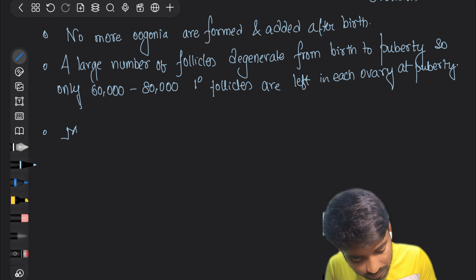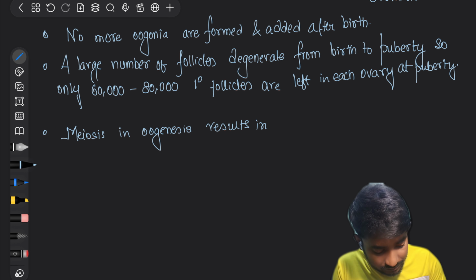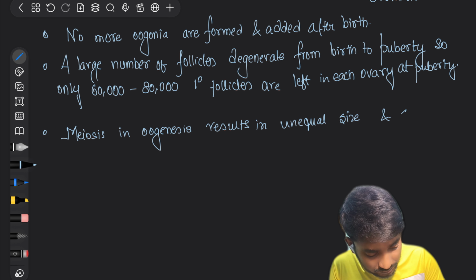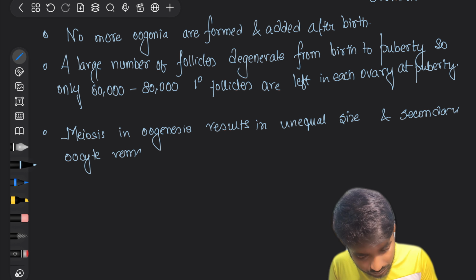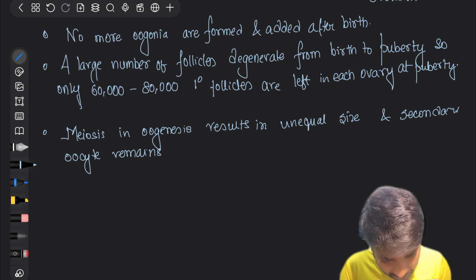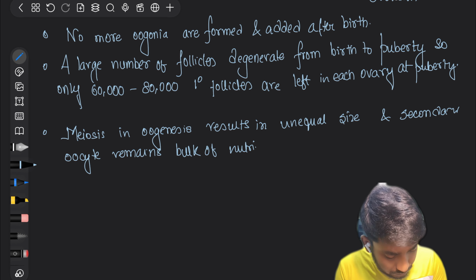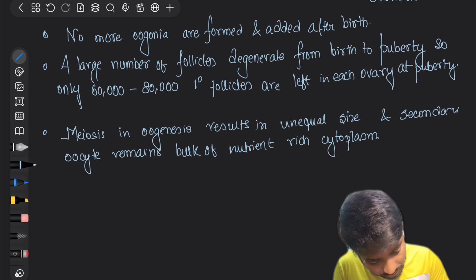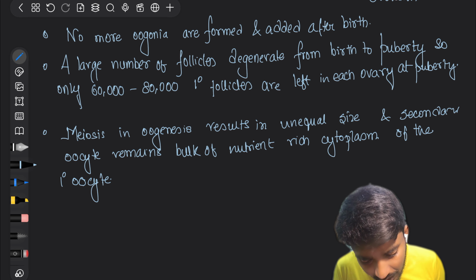Meiosis in oogenesis results in unequal sized cells, and the secondary oocyte retains the bulk of the nutrient rich cytoplasm of the primary oocyte. Now, the fate of the polar body is not certain.